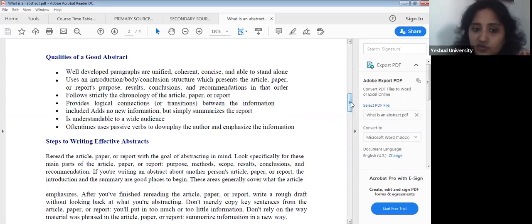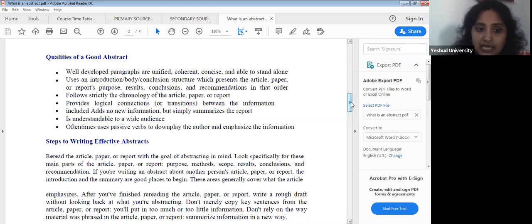Second, it uses an introduction, body, conclusion structure which presents the article, paper, or report's purpose, results, conclusions, and recommendations in that order. So you have to use the introduction part, then the body part of the research paper, and then your conclusion. So you have to write in a very systematic manner. Third, it follows strictly the chronology of the article, paper, or report. Whatever chronology the articles, papers, or reports follow, you have to write in that chronology only. The abstract also has one chronology which you have to follow, one by one, step by step.